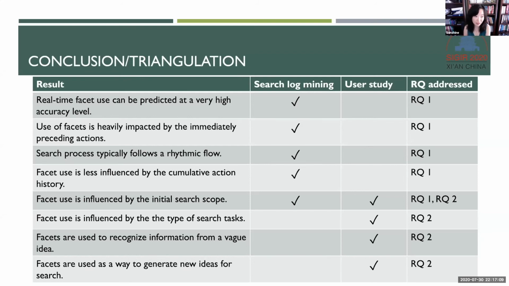Also, facet use is less influenced by the cumulative action history, and facet use is influenced by the initial search scope. Facet use is influenced by the type of search tasks. Facets are used to recognize information from a vague idea, and also as a way to generate new ideas for search. If you look at the right side, the different approaches derive different conclusions. So that's our triangulation of the 2 approaches.